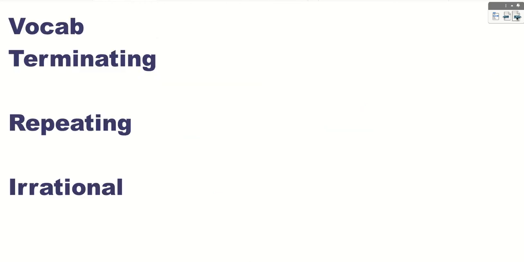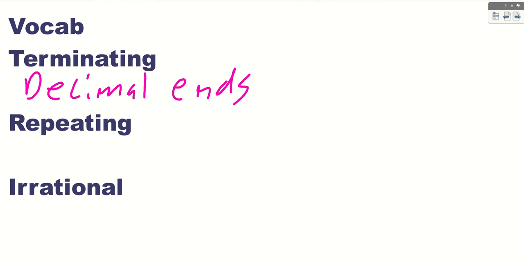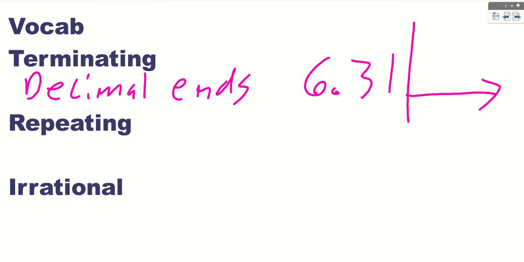So a couple vocab. Terminating means that the decimal ends. So an example of that could be 6.31. There's no more decimals going. It stopped. It stopped at 3.1. So wherever the decimal stops, that's the definition of terminating.